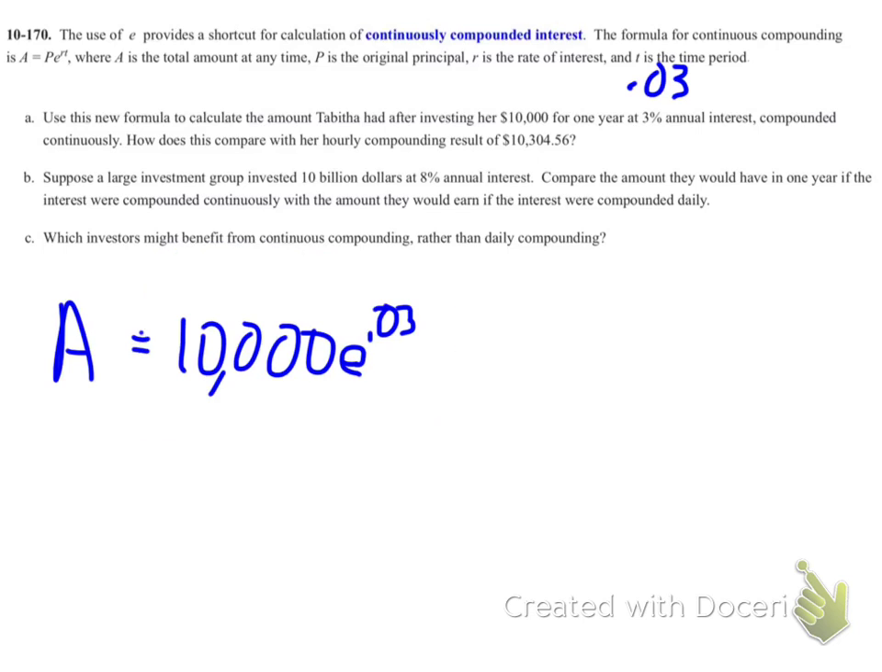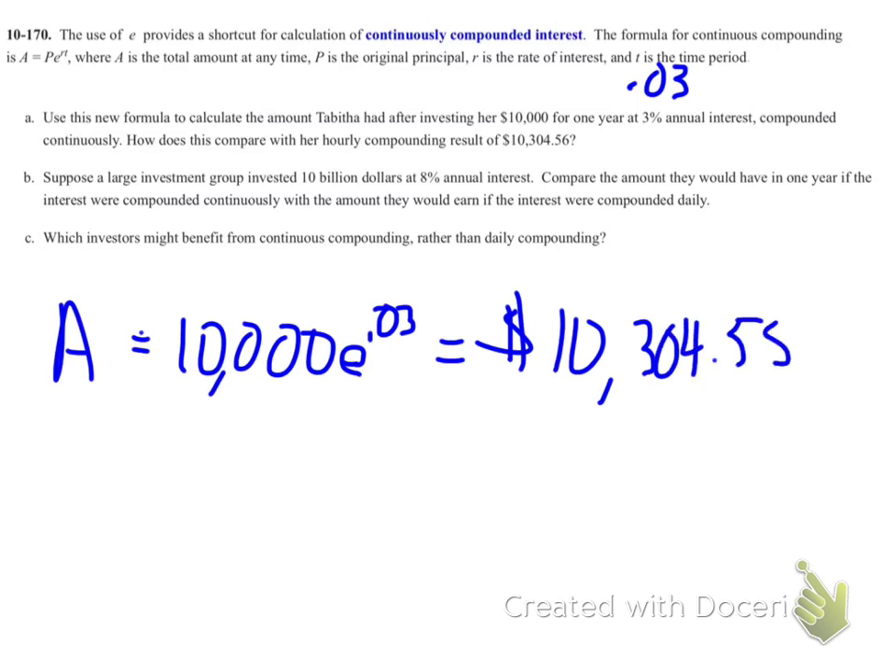And when I do that, I get a value of $10,304.55. This has been rounded. It was actually 0.54, and then the number after that, I believe, was a 5, and it rounds it up then to 55 cents. So when you compare it to the hourly, it's basically a difference of a penny.